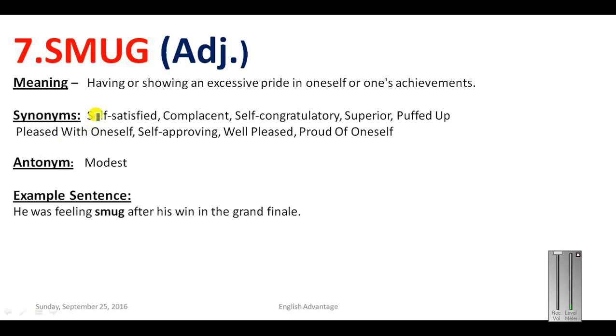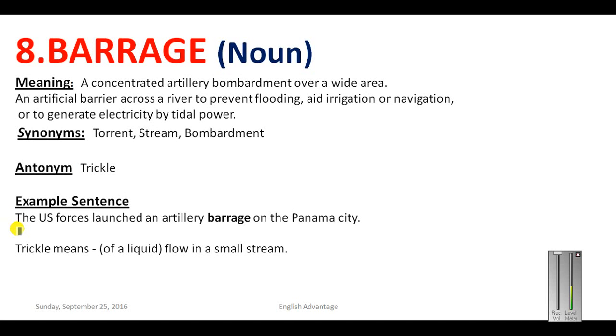Okay, so these are the synonyms for this word smug, and the antonym for this word is modest or kind, you can say, because the modest person is always very, very down to earth. He was feeling smug after his win in the grand finale. So this is the example sentence of smug. Smug means complacent or self-satisfied. Complacent is a very common word, very important word for your examination. Complacent. Now the next word is barrage.